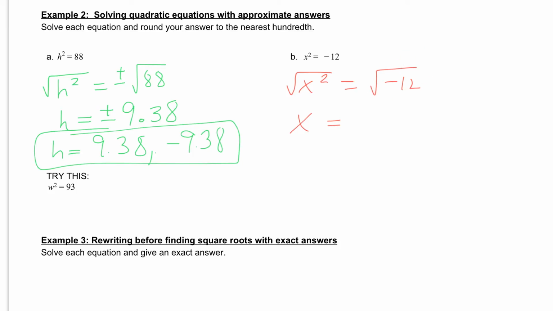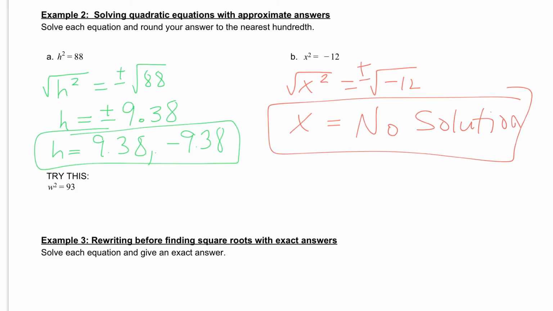Now I want you to type that into your calculator and see what happens. You should have gotten an error on your calculator, and the reason for that is you cannot take the square root of a negative number. Remember, there's no number that you can raise to the second power and get a negative to come back out again. So this right here tells us that we have no solution. And remember, this should have been plus or minus, so no solution.